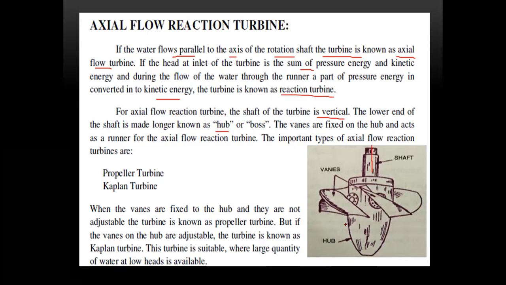Just like a hub. This is a hub, just like a rotor, like a bullet, right? So it is known as a hub or boss. The vanes are fixed to the hub and act as a runner to the axial flow reaction turbine.